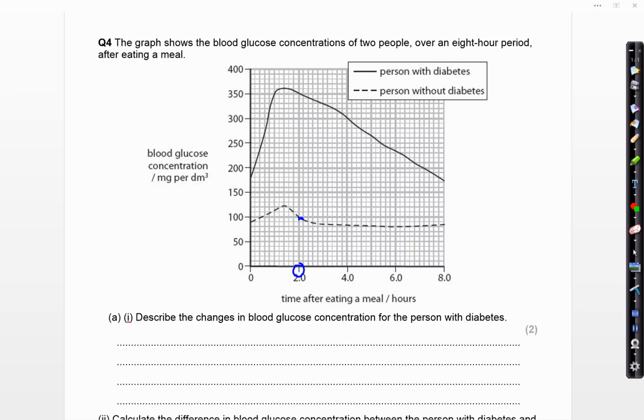My pen will respond. Come on, machine, don't let me down. Anyway, as you can see, we've got 100 as opposed to 350. There we go at last. So there's the difference. 350 take away 100, which I think we all know is 250. 250 milligrams per litre is the answer there.